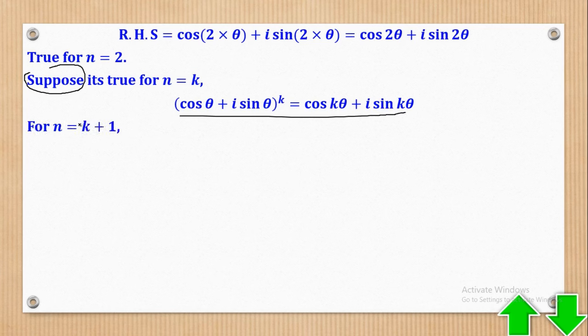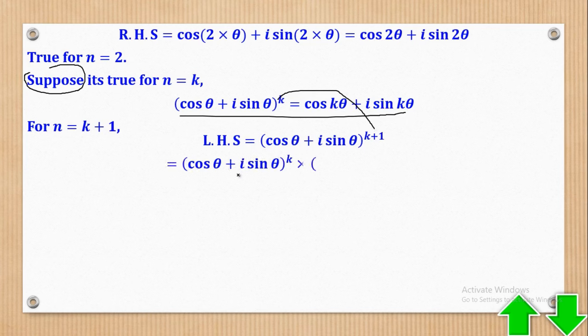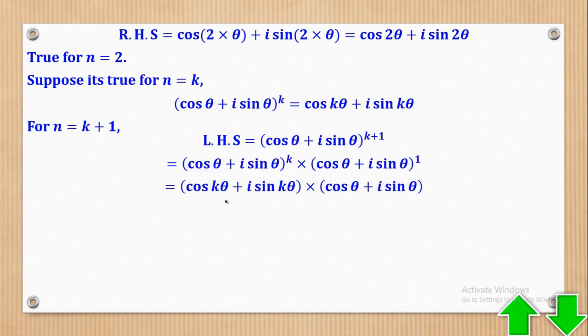We are supposing that this is true. Therefore we shall now go to n equal to k plus 1. N equal to k plus 1 means that where there was n, you are going to put there k plus 1. This one is the same as this times that, splitting the powers. Then we already saw from here that this is true, therefore this one gives you this, and this one is the same as that, because it's power 1.